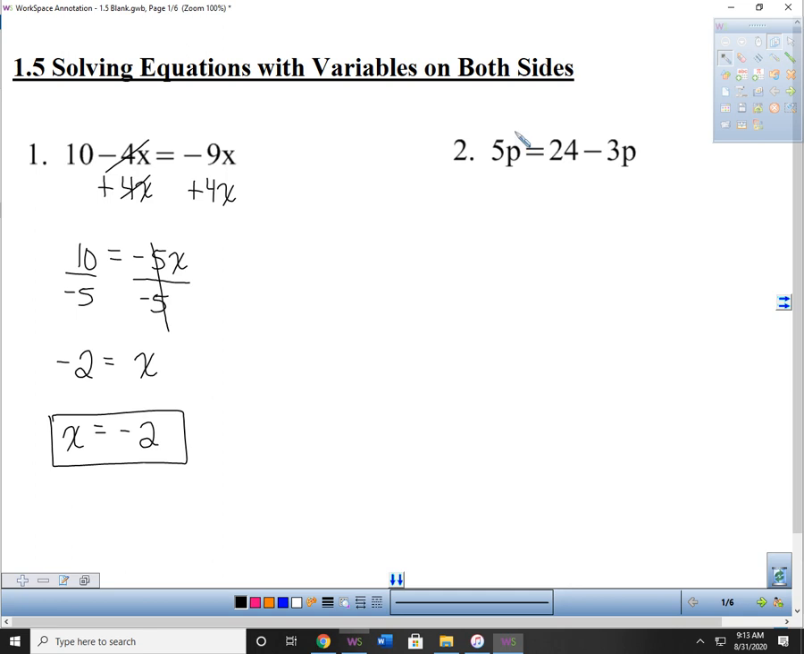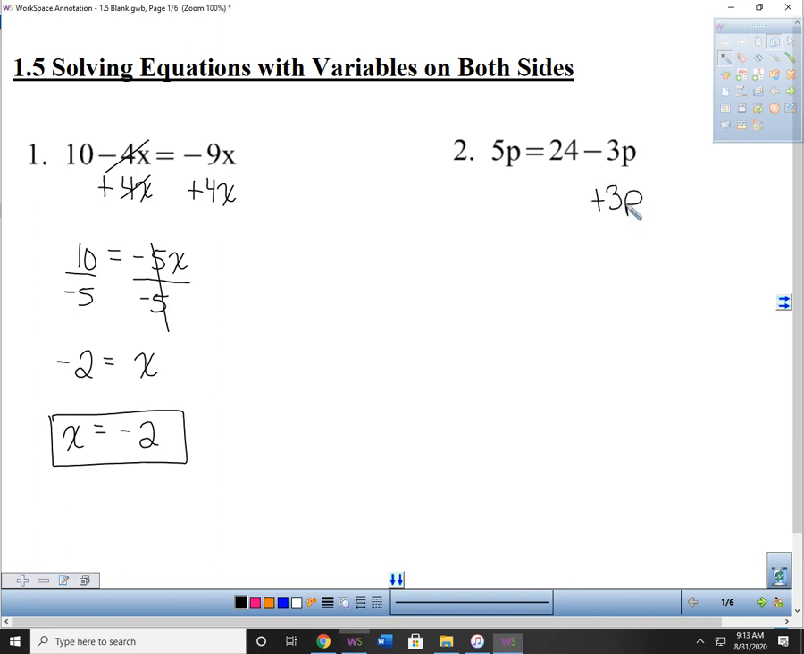So I look over here. All I have on the left-hand side is 5p, so I can't do anything with that. And then on the right-hand side, I have 24 minus 3p. I can't combine those because they're not like terms. But I do notice that I have a p over here, and I have a p over here. But I want those to be together, so I'm going to move this negative 3p.